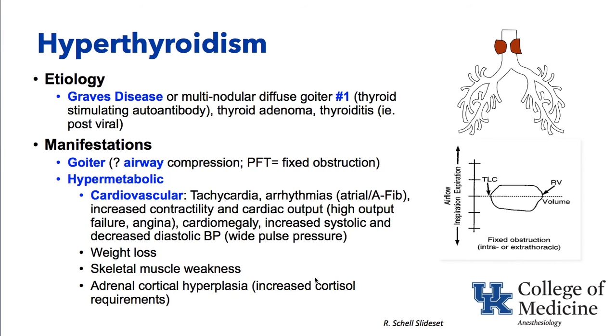Let's start with hyperthyroidism, the etiology being Graves' disease frequently, or multinodular diffuse goiter, and other causes like a thyroid adenoma that produces thyroid hormone, or thyroiditis such as post-viral disease. Some of the manifestations of hyperthyroidism include that the thyroid may grow in size and become goitrous, and if it becomes very large, it can compress the airway.